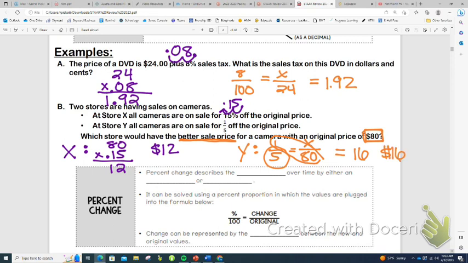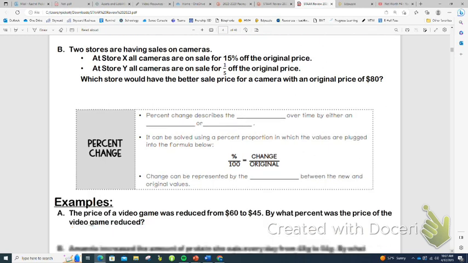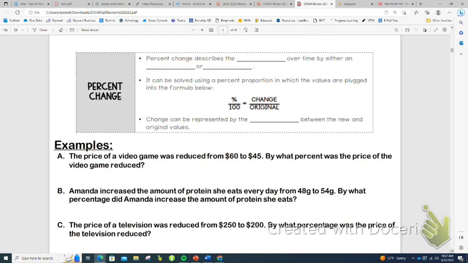So the cheaper option is going to be whichever store lets us take off more money, which means that store Y would be the better deal. Because if we subtract 16 from 80, that gives us a smaller value than if we subtracted 12. So that's how you solve basic percent questions. Now we're going to look at how to solve percent change questions.